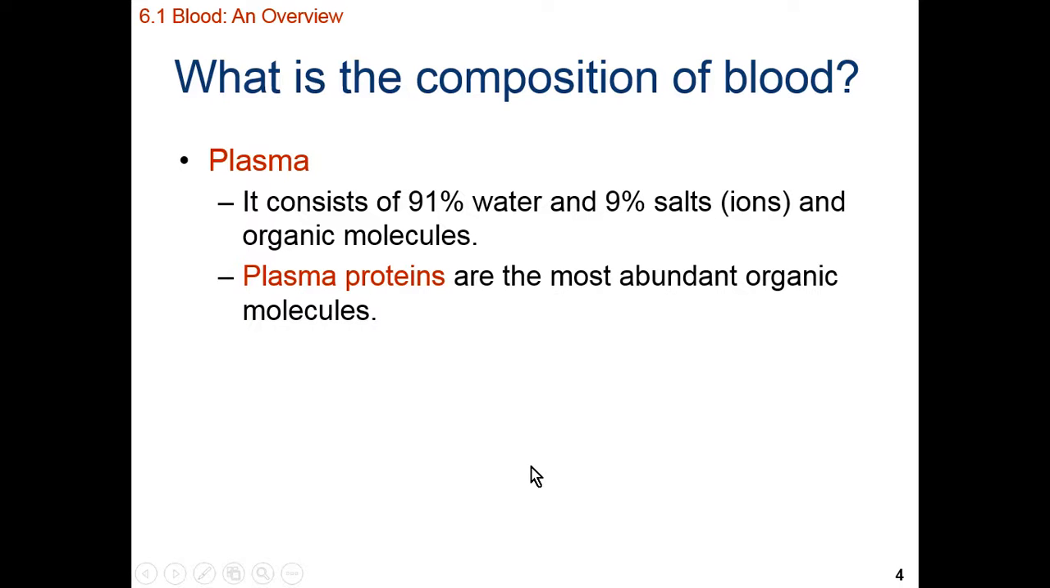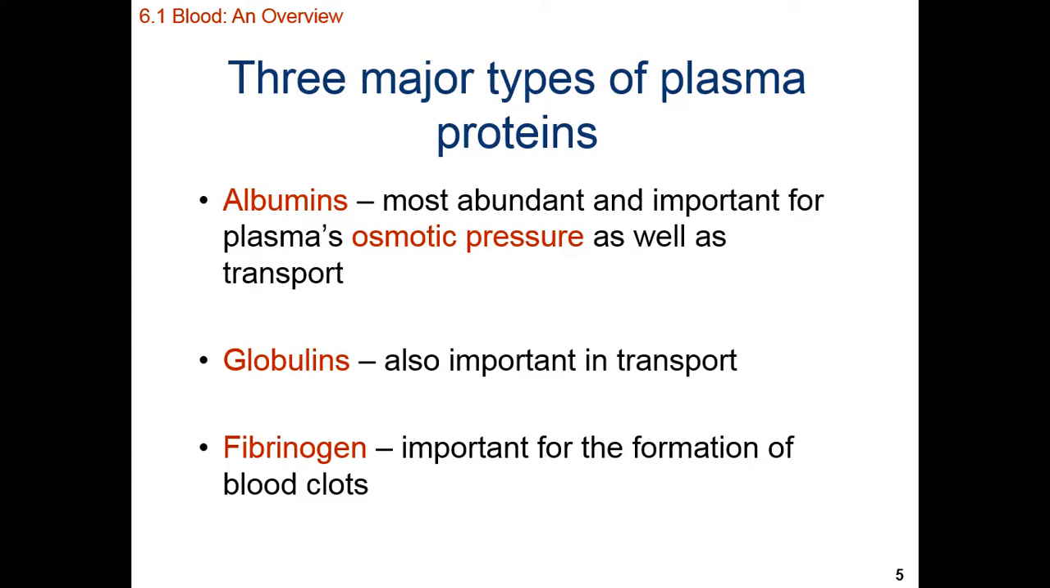Our blood plasma has plasma proteins in it. These proteins that are suspended within our blood plasma, generally speaking, are very abundant. They're very common in our blood and serve many different purposes. Some of these proteins are going to include our albumins. You can think of the albumin as an osmotic or an osmosis regulator.